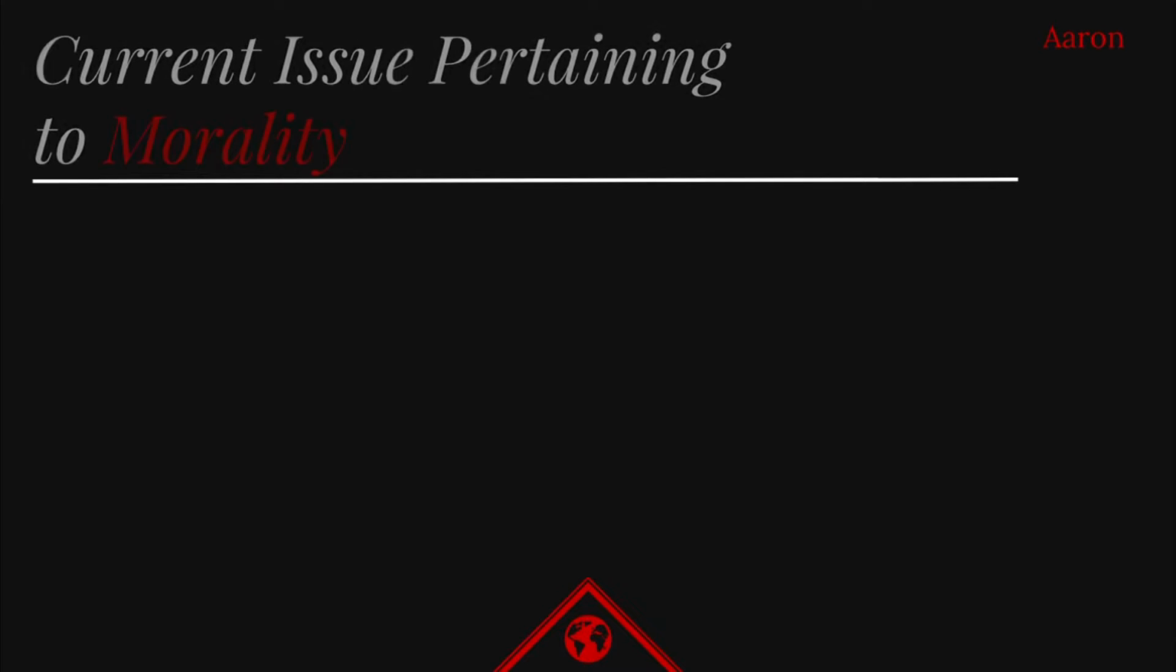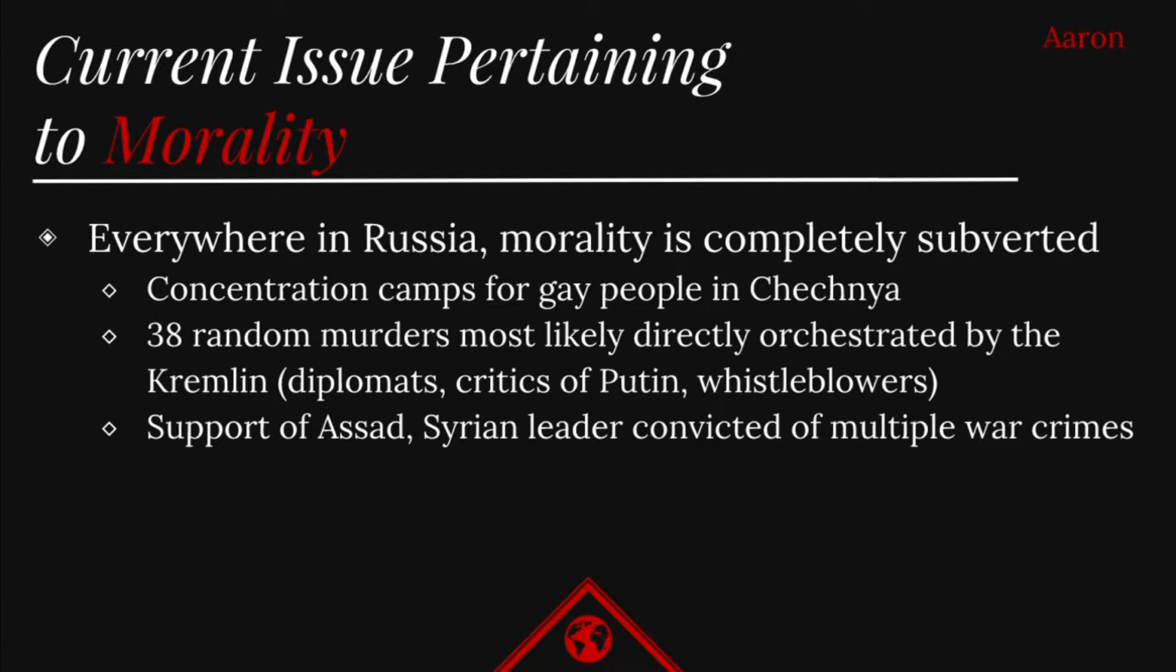Next up, we have the current issue pertaining to morality. Our current issue is that everywhere in Russia, morality is completely subverted. Examples of which include concentration camps for gay people in Chechnya, the 38 random murders, most likely directly orchestrated by the Kremlin, such as diplomats, critics of Putin, whistleblowers, etc. Support of Assad, Syrian leaders convicted of multiple war crimes.